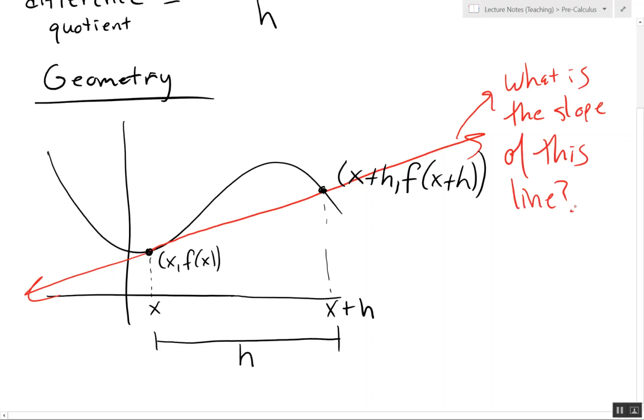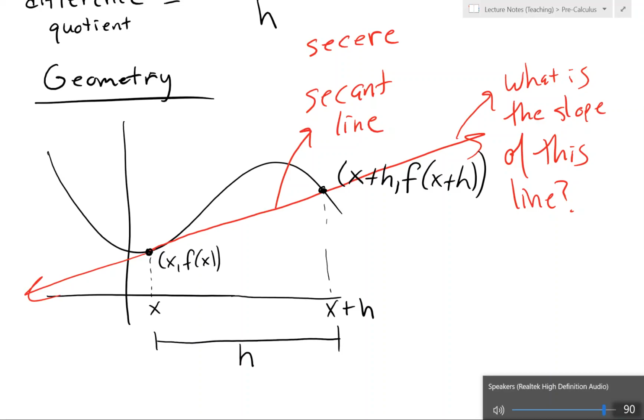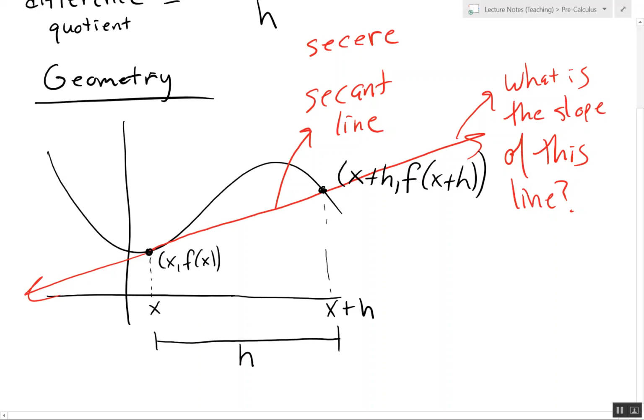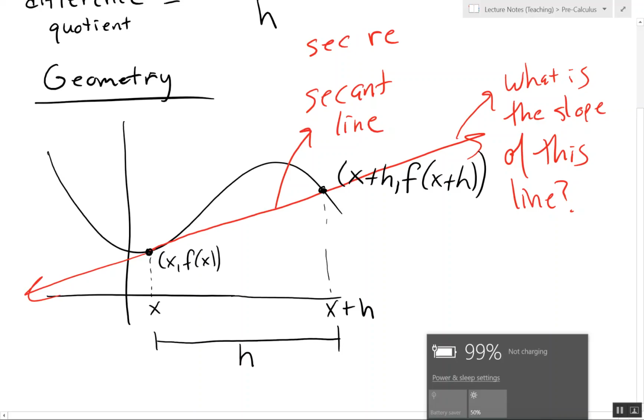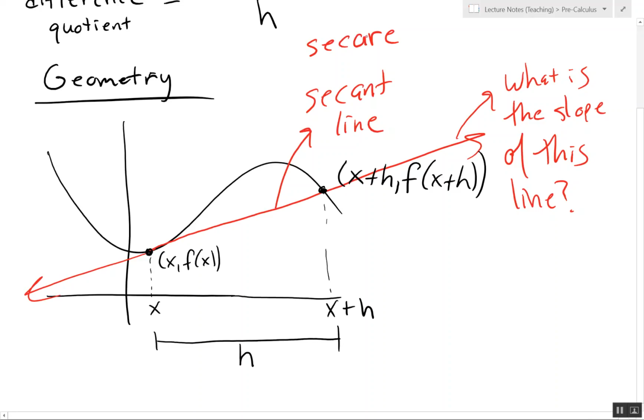And this line actually has a name as well. This line is known as the secant line. And the word secant comes from Latin, which means to cut. I believe the verb is secare. I believe that's how you spell it. I'm not exactly sure. It may actually be an E there. I'm not a Latin expert, so anyone who knows Latin, feel free to correct me. And this means to cut. And the reason we call this the secant line is because it's cutting through the graph.